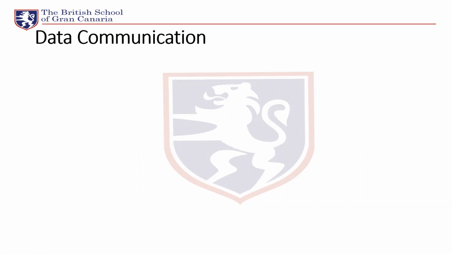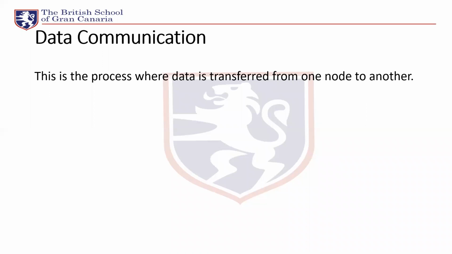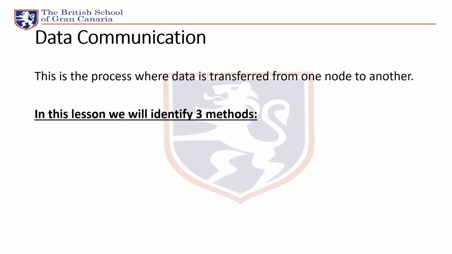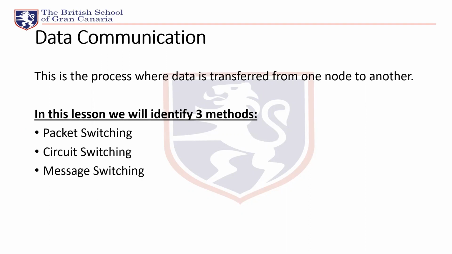Right, so data communication. This is the process where the data is transferred from one node to another. A node could be a computer in a room, or it could be something like a hub, a switch, a router, any piece of equipment like that. So now you're going to identify the three methods. We're going to look at packet, circuit, and message.